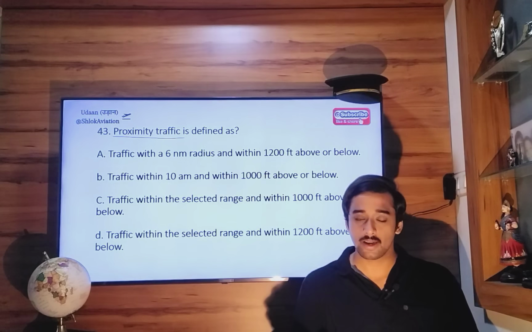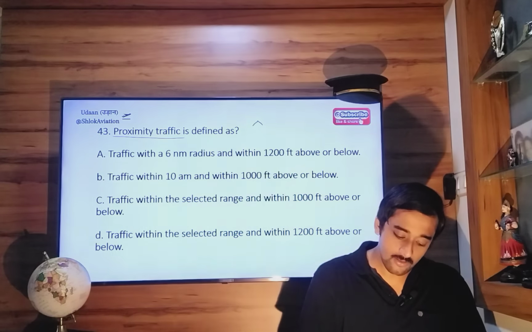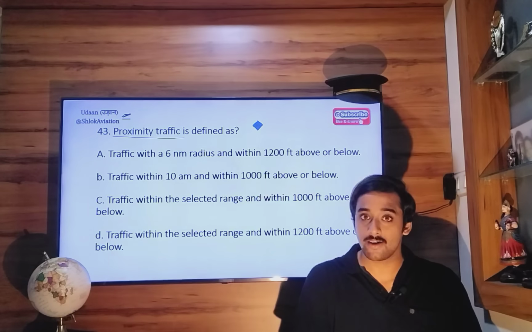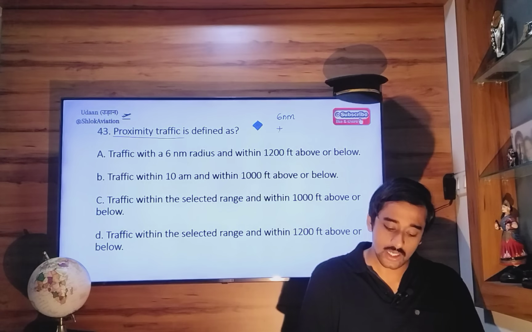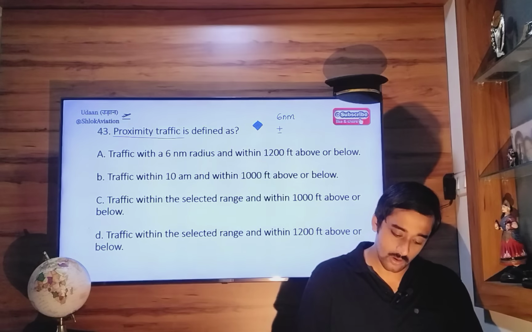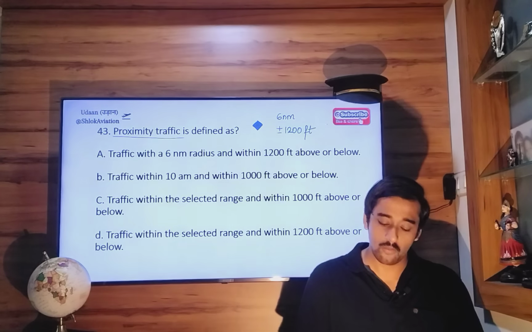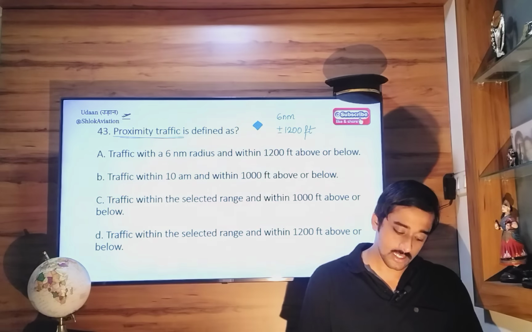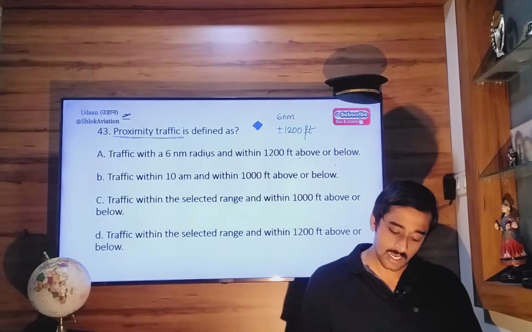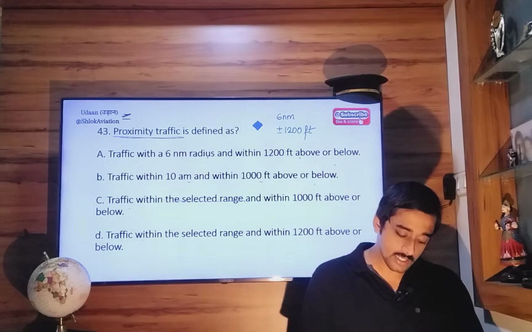Next, question number 43. Proximity traffic is any traffic shown by a diamond filled with blue color, and that traffic is within 6 nautical miles of your aircraft, plus or minus, correction, 1200 feet above or below you. So proximate traffic is any traffic within a 6-mile radius within 1200 feet above or below, traffic within 10 nautical miles 1000 feet above or below, traffic within the selected range. So the correct answer is option Alpha.